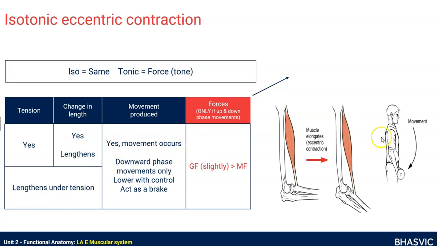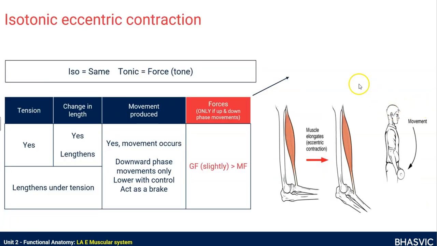Does movement occur? Yes. If the muscle changes in length, it's going to cause a movement. This is downward phase movements only. Okay, this is downward phase movements only. So if you have a short answer question that says, during the downward phase of something, you know it's going to be talking about the eccentric contraction, and you just need to figure out what the agonist is. These are the phrases. This agonist will work in this way so that we can lower with control, and it acts as a brake, almost like to slow us down.